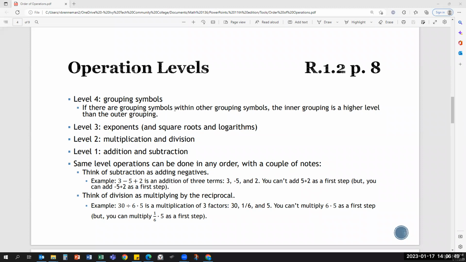So again, think of things that way. Think of the negative sign as always going with the number that follows it, and think of division as a fraction. And again, in this course, you typically won't see that division symbol anyway. You'll see that as fractions, so that shouldn't be an issue. And as long as you have those in mind, then the same level can be done in any order. They can be moved around, rearranged as needed.